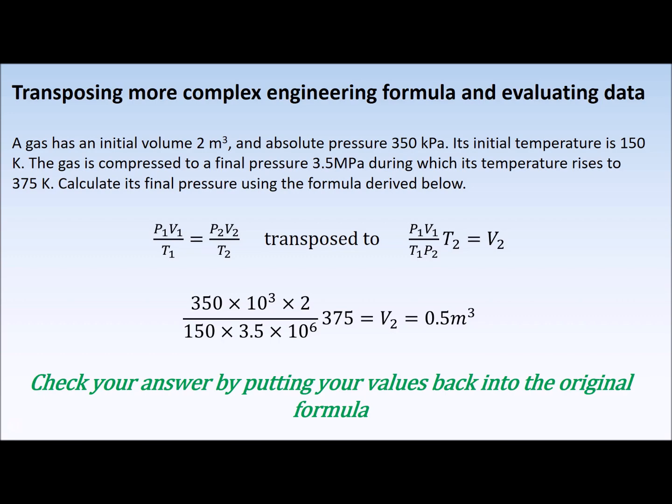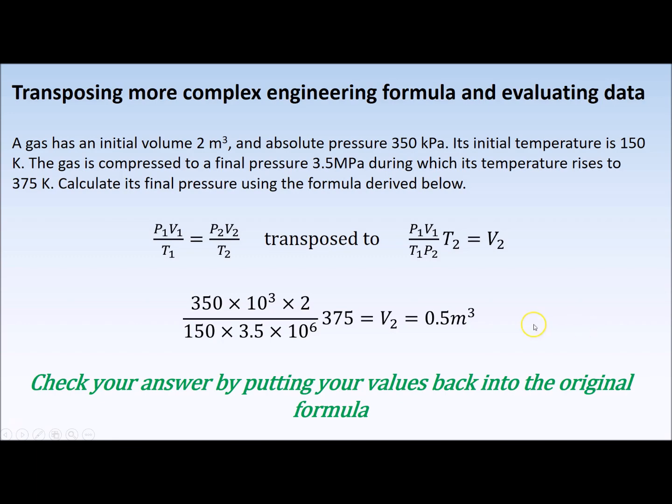One way you can go back and check the values that you've put in is by putting these back into the original formula. Taking this value plus the ones we've been given and putting them back into the original formula and seeing if they actually equal each other. In this formula, P1 times V1 divided by T1 should equal P2 times V2 divided by T2. If that doesn't, then we've made a mistake somewhere. From this example I know it does, but just go ahead and put these values back in to double check. They should equal each other.